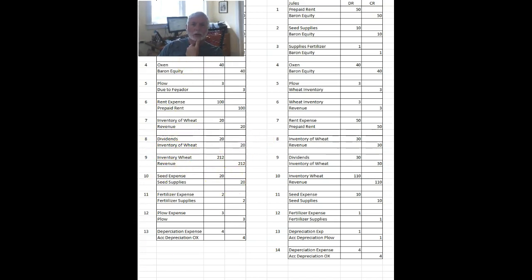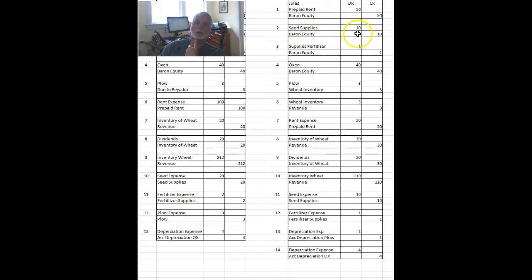So I'm going to look at Jules over here. Jules received 10 acres of land, which had a value of 50 bushels of wheat from the Baron. So the first transaction, and he hasn't used it yet. At the time that he receives the use of the land, it's an asset. So he gets prepaid rent, which is an asset of 50 bushels of wheat. And for the Baron, the opposite side of that entry, remember we have debits and credits. The debit is an increase to an asset, and the credit is an increase to equity.